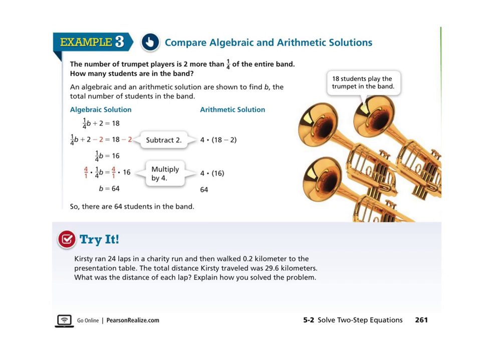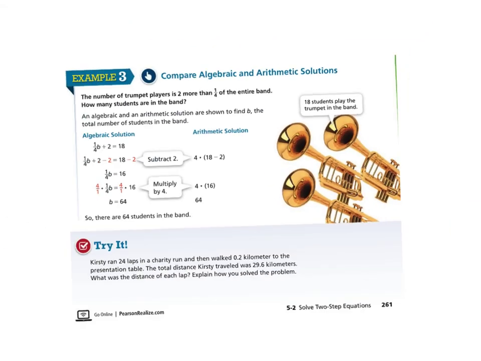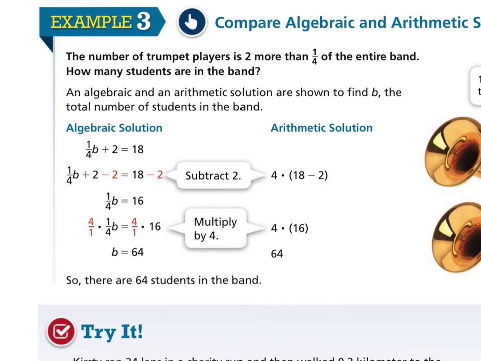Example 3, the number of trumpet players is 2 more than 1/4 of the entire band. How many students are in the band? And you can see 18 students play the trumpet. So what they did is looked at the statement here. So trumpet players, which is 18, equals. This would be kind of backwards from what the book's doing, but 2 more than 1/4 of the entire band.